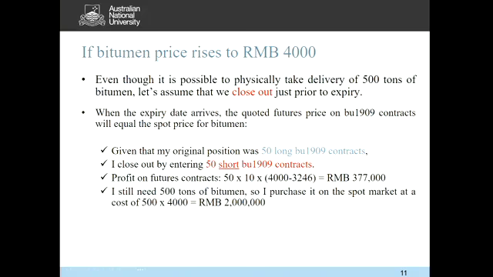Do you guys have any questions? No? Okay. So even without calculating my net cost, I should know that the net cost divided by 50 contracts should end up with 3,246. Right? Because the moment I enter those 50 long futures contracts, I've locked in that price. Okay? So let's double check whether this is the case.